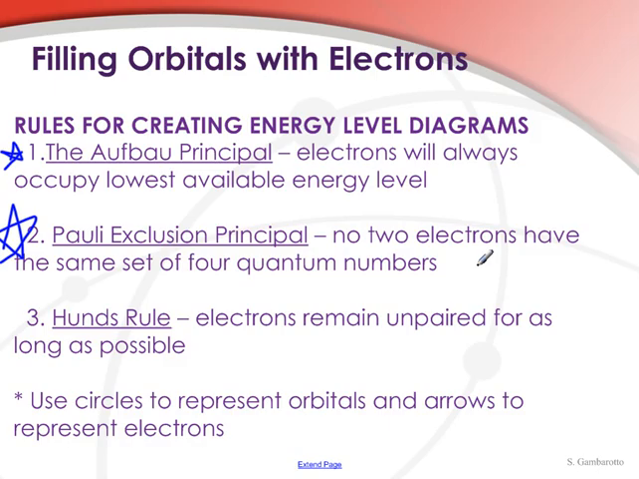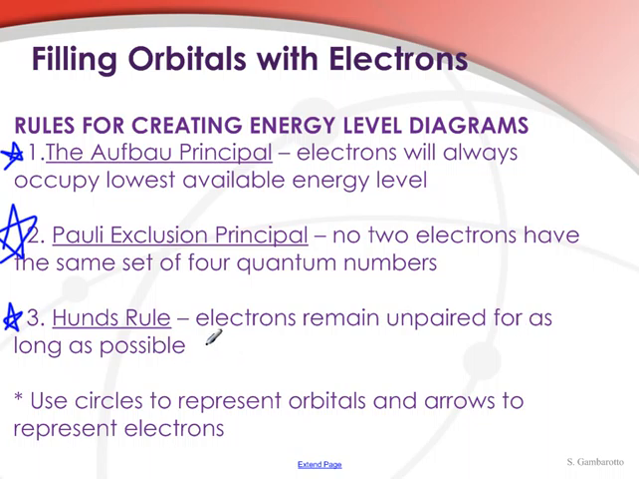If you look at those values, at the way they work themselves out, there are no two electrons that have the same 4 quantum numbers. That's the Pauli exclusion principle. Last, Hund's rule. Electrons remain unpaired for as long as possible.